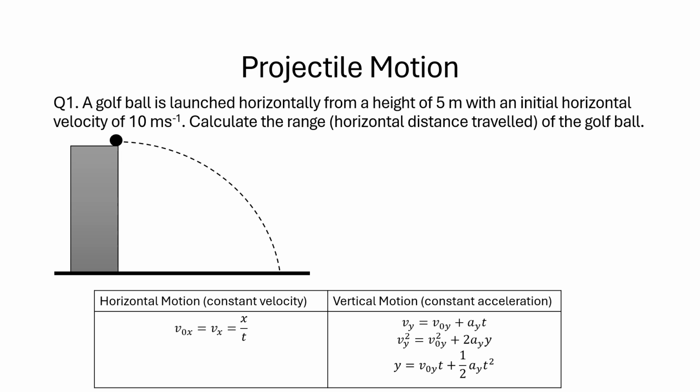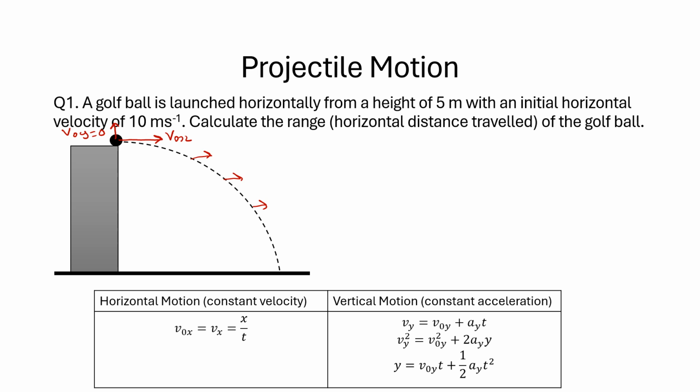So here we have type 1, which is horizontal projection. The initial velocity is in the x direction. So this is v naught x, and v naught y is equal to 0. So the initial vertical velocity is 0. And we said that the horizontal component of velocity does not change. So v naught x is equal to vx1, is equal to vx2, equals vx3, and so on.